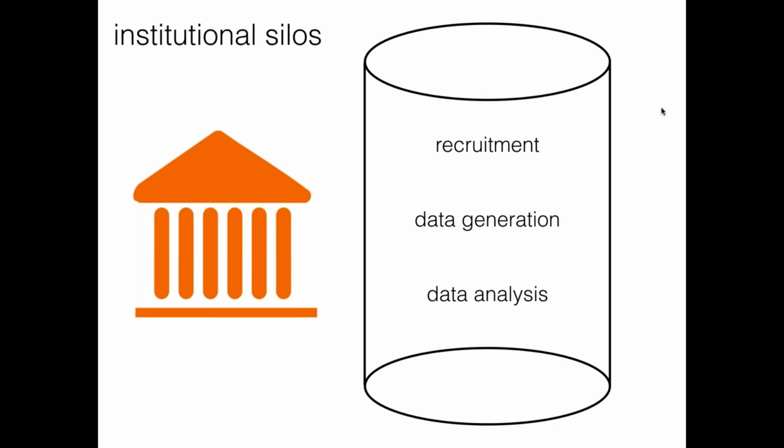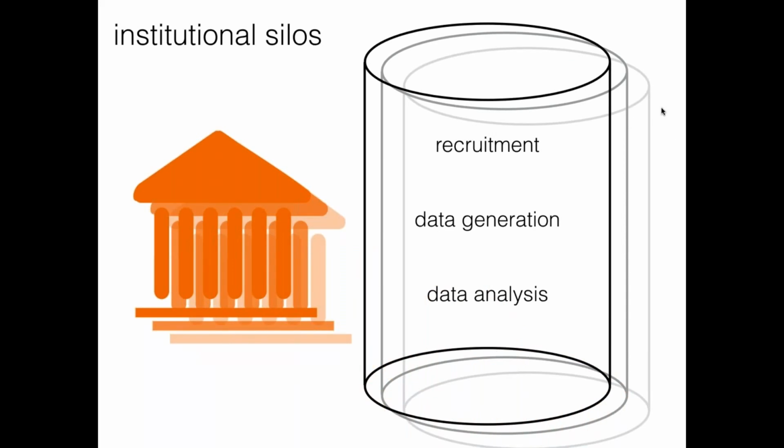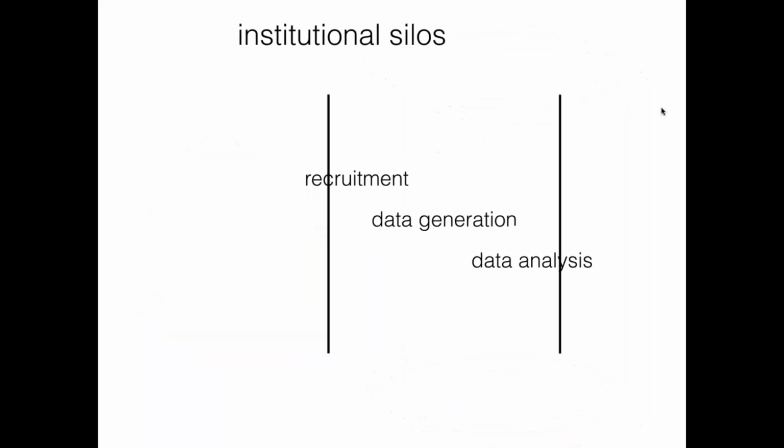And traditionally, research was conducted within institutions. You had to recruit individuals into a physical location. You generated data based on the participants that you would recruit into a physical location, and because the data resided there, all of the analysis was done at that location. And so we saw a proliferation of these institutional silos.